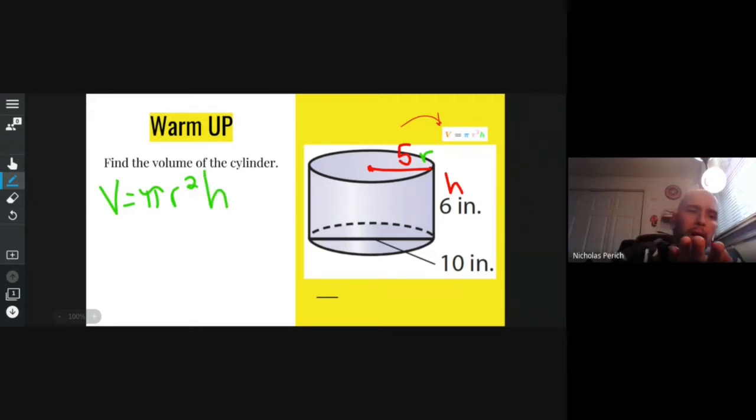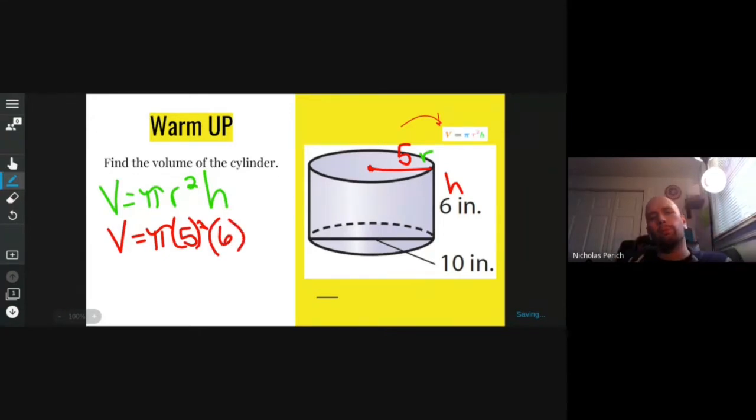And I'm going to plug in what I know. V equals pi, 5 squared, h, which is 6. So I'm going to use my phone for this one, but then I will remind you how to use your calculator for the next couple problems because, you'll see. Pi times 5 squared times 6. The answer is approximately 471.239.